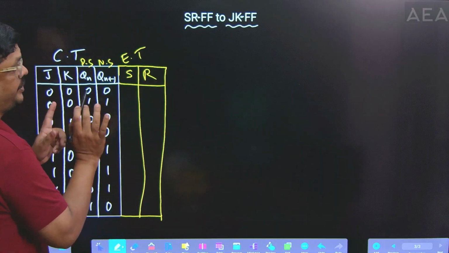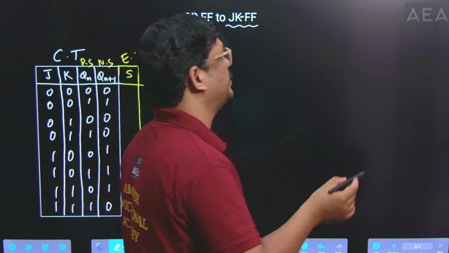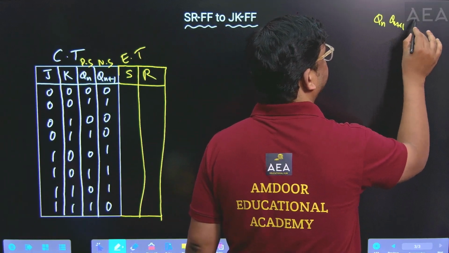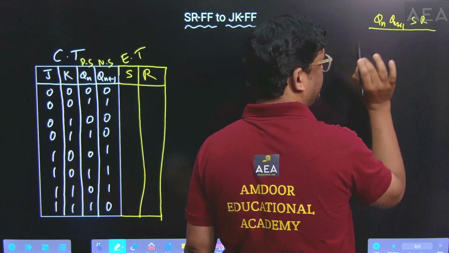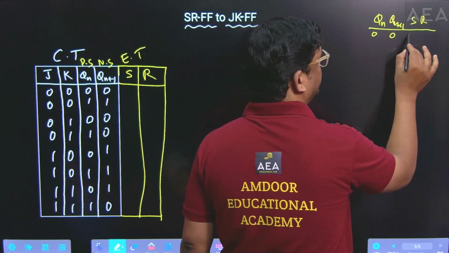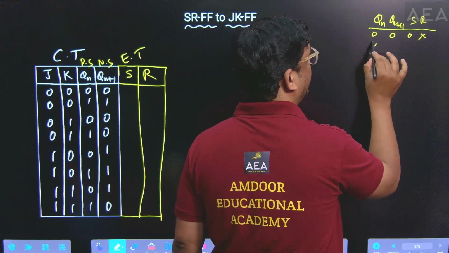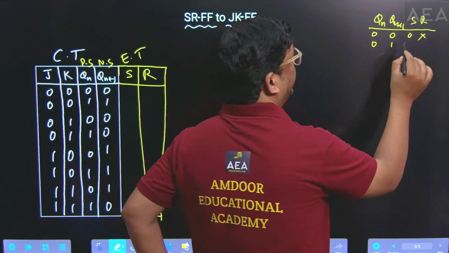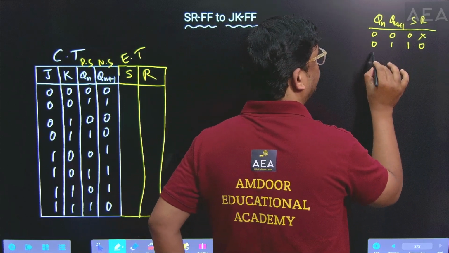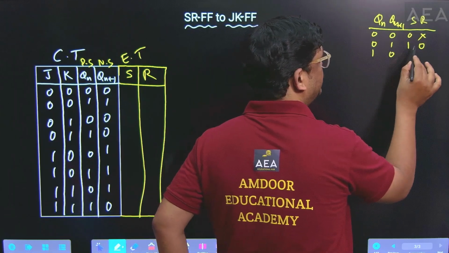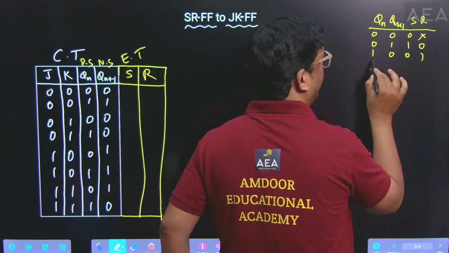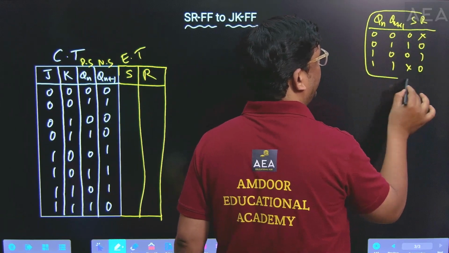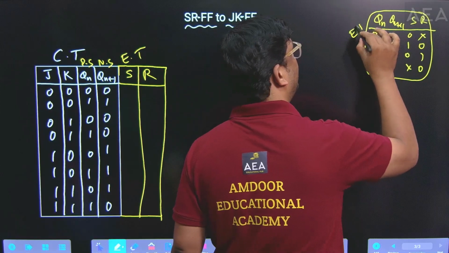Then go through the combinations. For easy understanding, I will write the excitation table representation here. Please remember this: Qn is 0 and Qn plus 1 is 0, S is 0 and R is don't care. Present state 0, next state 1: S is 1 and R is 0. Present state 1, next state 0: it gives the reverse, S is 0 and R is 1. And for 1, 1, it gives X, 0. This is the excitation table of SR flip-flop.